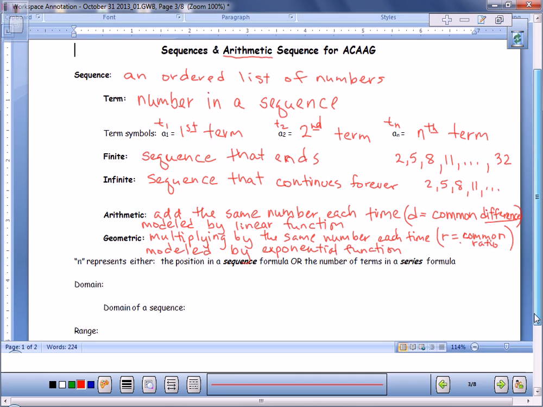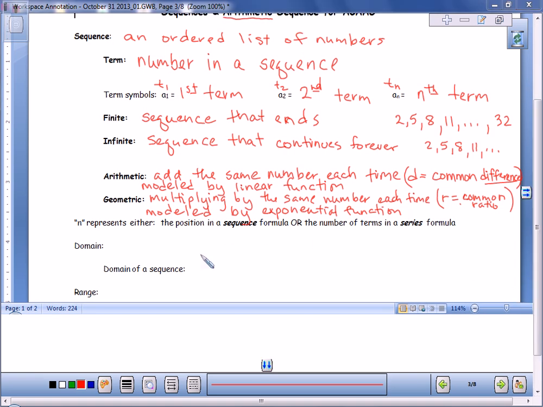Now we talked about a sub n up here and how n represents the nth term. So n can be one of two things. The position in a sequence. Where does it fall? Is it the first term? Is it the 8th term? Is it the 32nd term? Or it can represent the number of terms in a series.